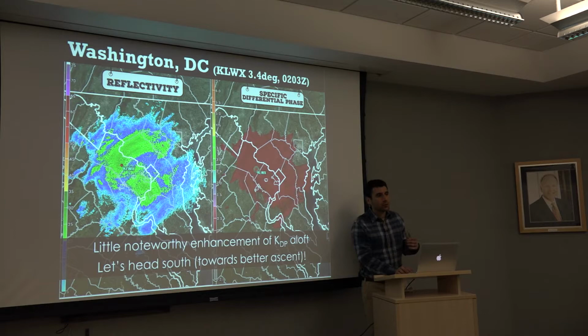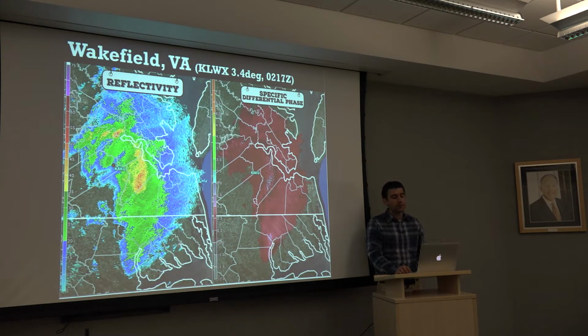So let's head south towards an area we knew to have better ascent, to see what KDP looks like down there, where maybe we're growing ice crystals a little bit better. So we'll go farther south in Virginia, down to Wakefield, Virginia. And now we're looking still at 3.4 degrees, but you'll notice on the southern extent here, we're lighting up an area. Look at those enhancements in KDP, though.